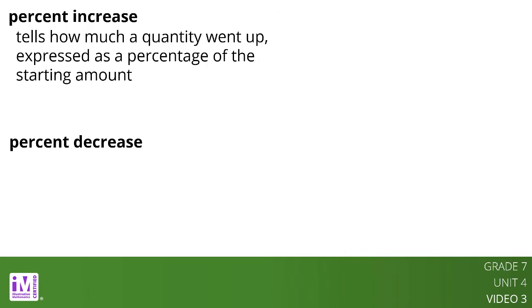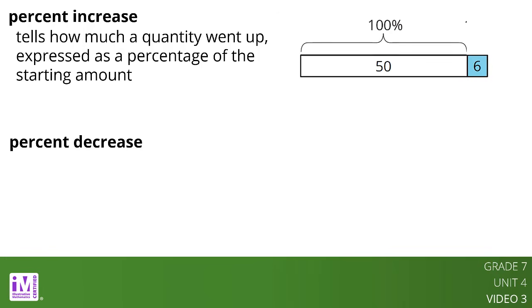For example, Elena had $50 in the bank on Monday. She had $56 on Tuesday. The amount went up by $6. This was a 12% increase because 6 is 12% of 50.